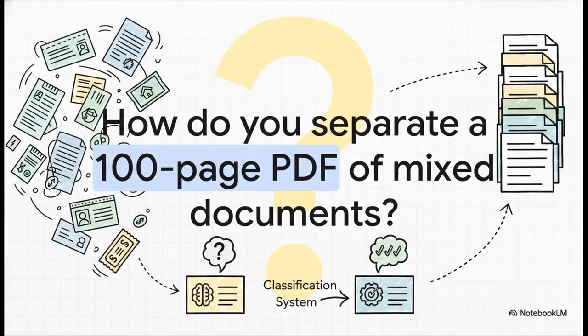Picture this relatable scenario for a second. Imagine a bank receives a continuous, totally chaotic scan of paperwork. We're talking a 100-page PDF file that's just a massive digital pile of mixed application forms, national IDs, utility bills, and salary slips. It is a complete mess. How on earth does an algorithm know exactly where one individual file ends and a brand new one begins? For us humans, it's pretty intuitive, but for a machine, it requires a highly sophisticated classification system.